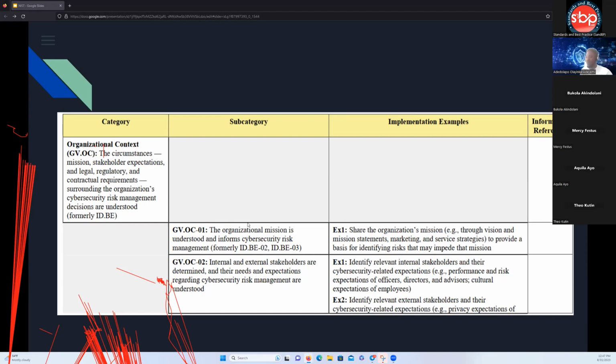So an example of the first one is you should share the organization's mission, e.g. the vision and the mission, to provide the basis for identifying risks that may impede that mission. So they're already giving you examples on how to implement it. The other one is identify relevant internal stakeholders and their cybersecurity related expectations. So if somebody is expecting that this year we should not have more than 5 incidents, or we should not have any incidents, which is very, very unlikely.